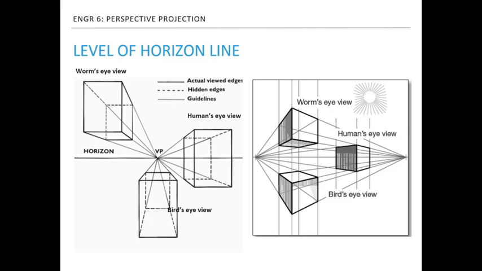If the horizon is sketched at the upper part of the paper, your eye elevation is high, and you look down at the object. This is as if you're flying over and looking down at the object. This is called bird's eye view.